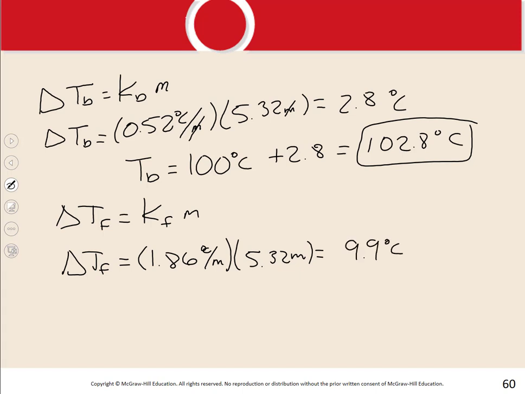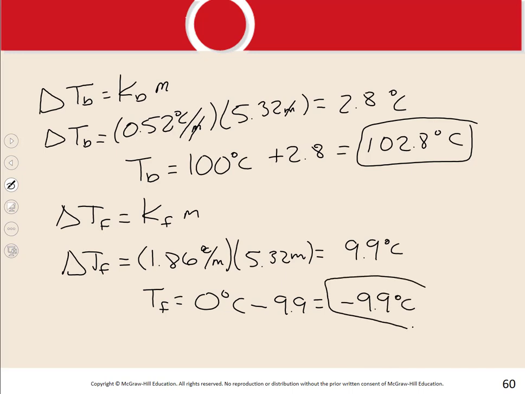So now let's find our new freezing point. What was the initial freezing point of water? 0. Are we going to add or subtract that 9.9? Subtract. Good. Freezing point depression. So what is our new freezing point? Good, negative 9.9 degrees Celsius. So here in North Carolina, do we get below negative 9.9 degrees Celsius? Not often. Remember, this is in Celsius, not Fahrenheit.